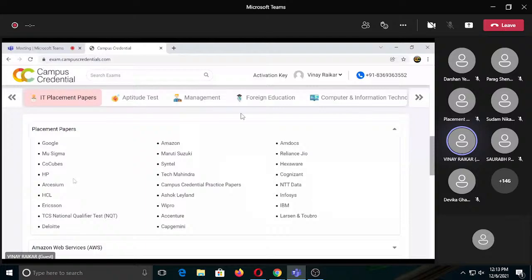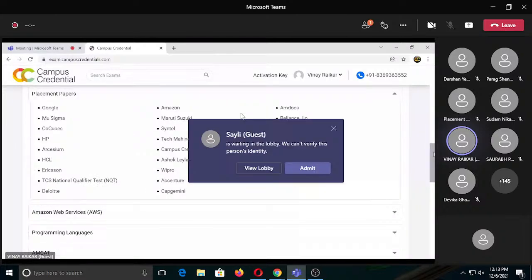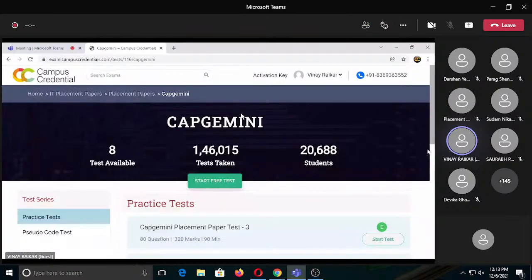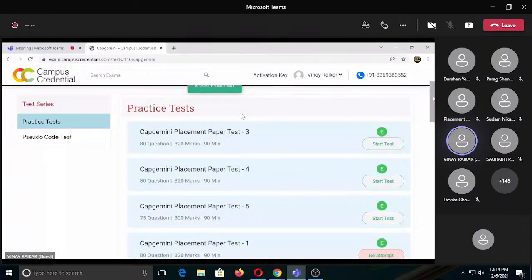And for example, I'll tell you one thing over here. Take the Capgemini papers also. Over here, if you notice, you have almost all the companies which are there with you. Okay. So even if you take the Capgemini papers, you'll have approximately 5-6 papers. Apart from that, Sudoku test papers.